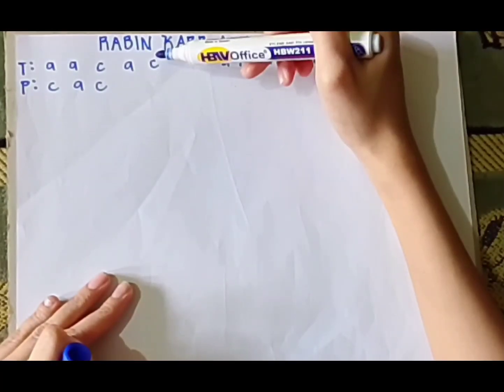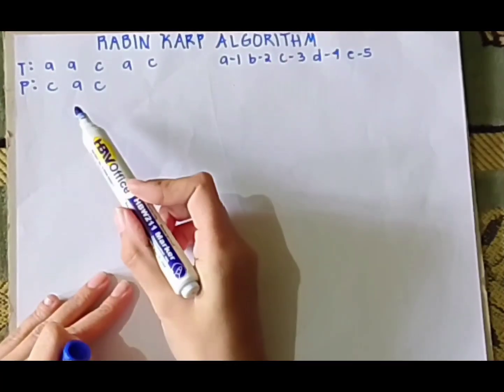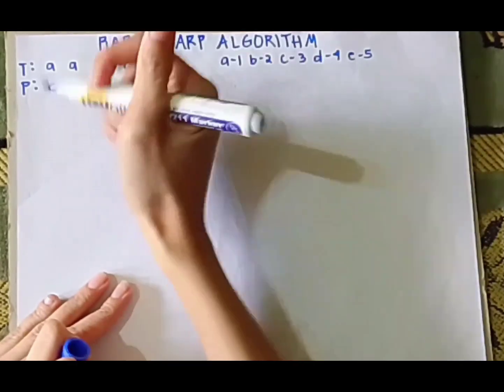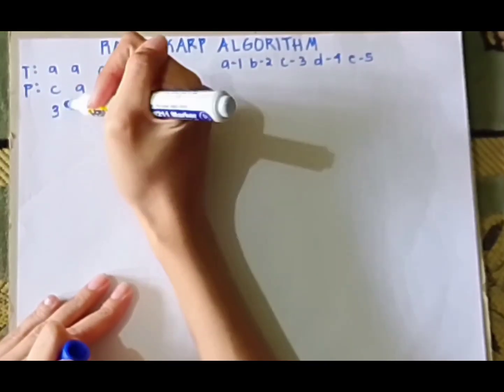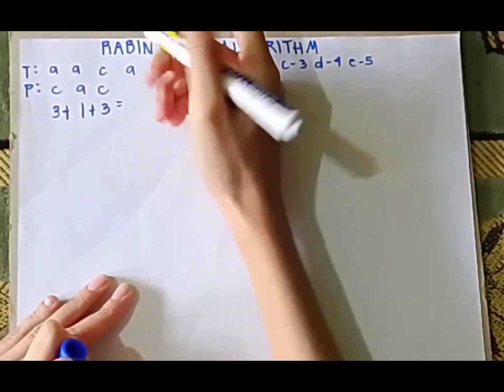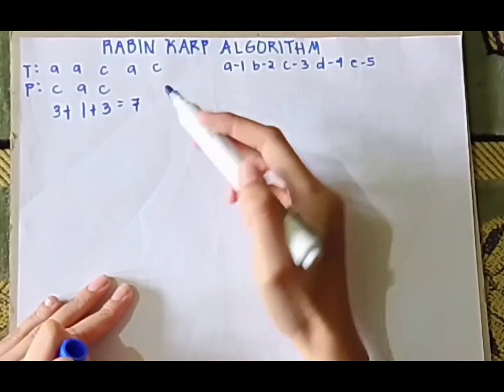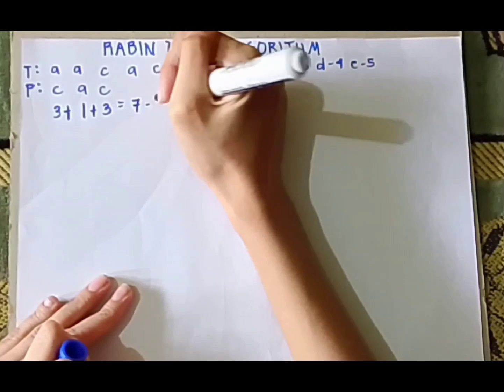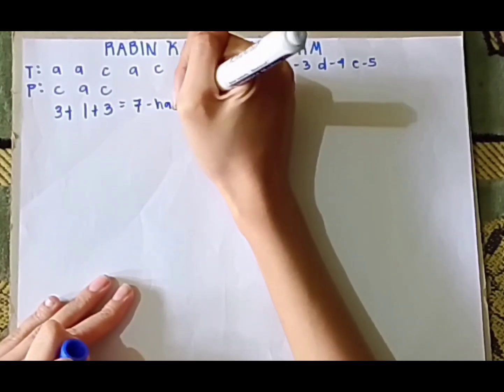Now let's go to our second example. Let's put the numeric values 1 and 3. The result is 7. So now our hash value is 7.